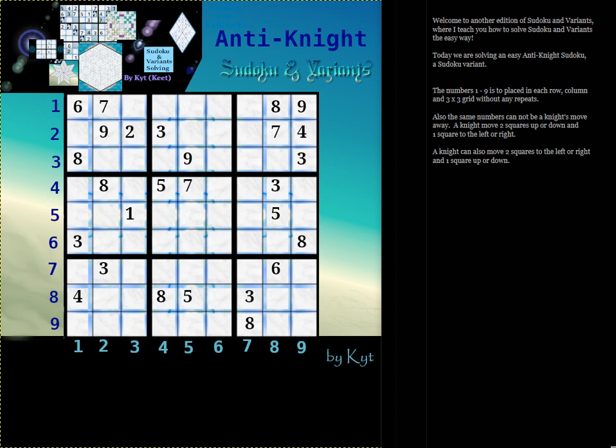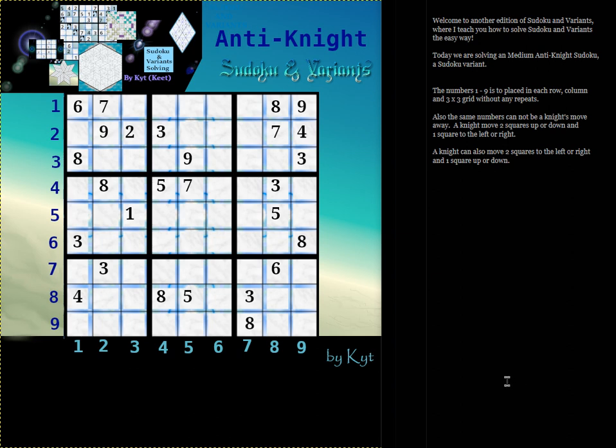Welcome to another edition of Sudoku Invariants, where I teach you how to solve Sudoku variants the easy way. Today we're solving an easy, we are not, this will be a medium anti-knight Sudoku, a Sudoku variant.